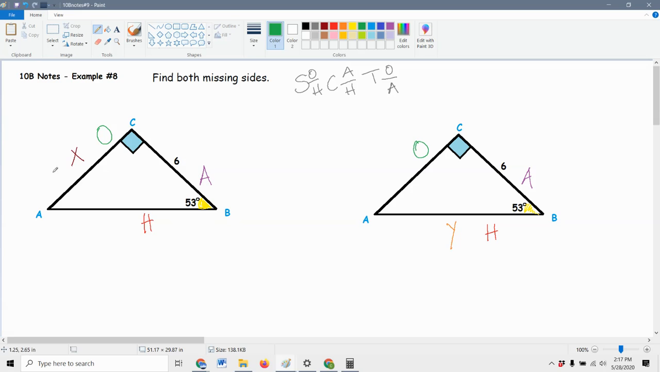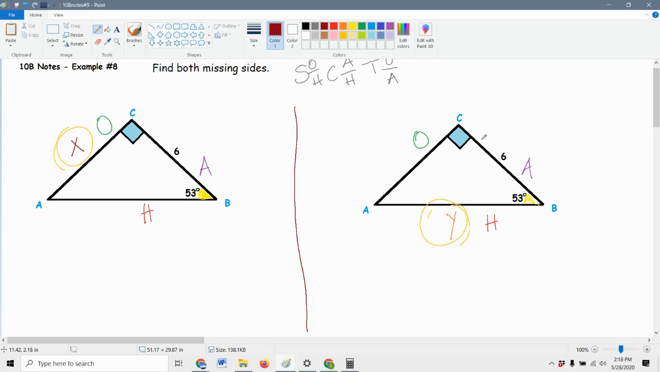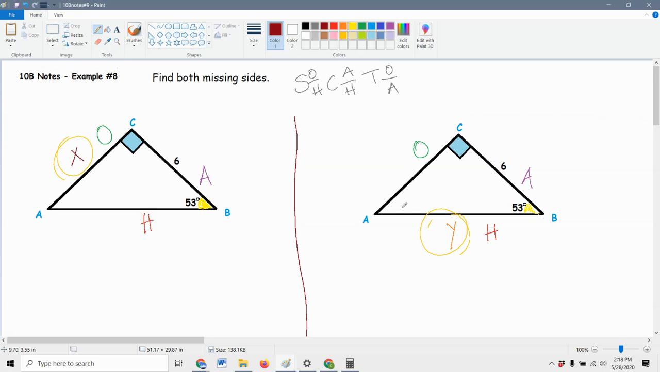Now, let's look at this first question. We want to find x. So I am going to circle my x to remind myself that that's what I'm looking for when I'm working over here. When I'm working over here, I'm going to look for my y. I'm also going to split my problem and do two completely different problems. I think that's an easy way to keep everything straight. If you want to come up with a different system that works for you, go for it.